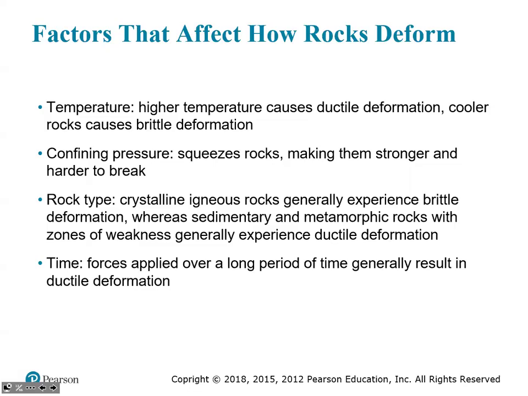And then the types of rock. So crystalline igneous rocks generally experience brittle deformation. So if your igneous rocks got lots of crystals in them, those are much more likely to crack or break. Whereas sedimentary and metamorphic rocks with zones of weakness are more likely to have ductile deformation, because those weaker areas are where things can move around and bend.